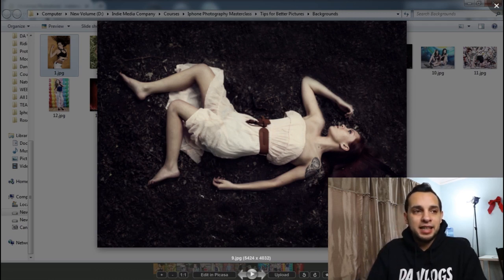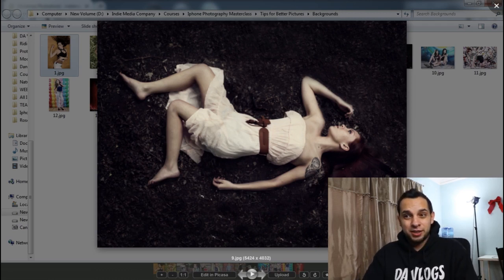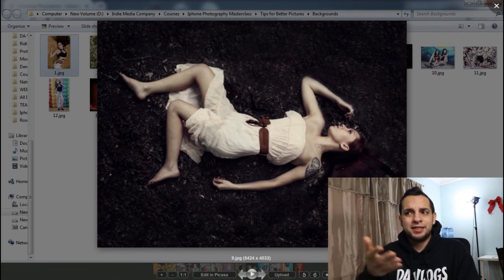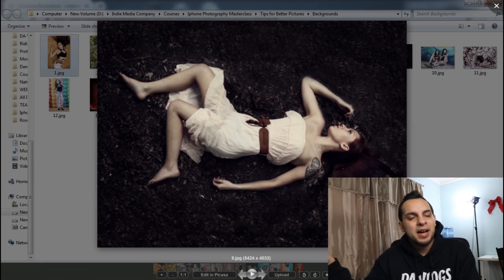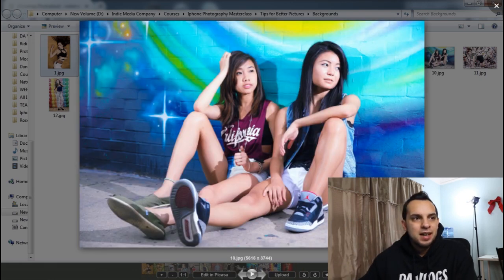Here it is again, straight down for a fine art picture of Natalie laying down on the floor. The floor becomes a background, and it's all dirt that's even in black, and she stands out from the background because the background's all dark.